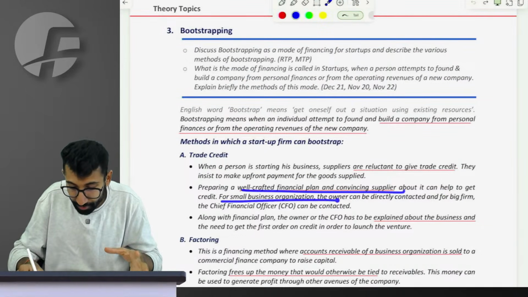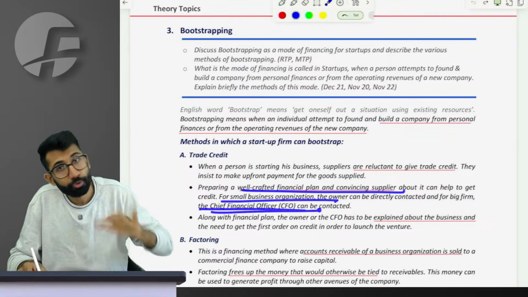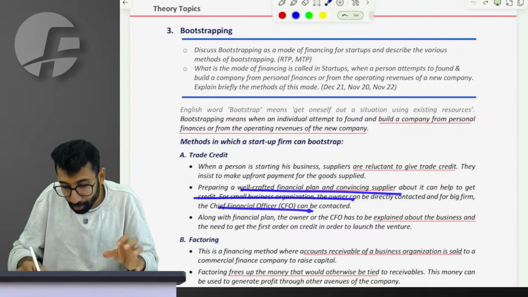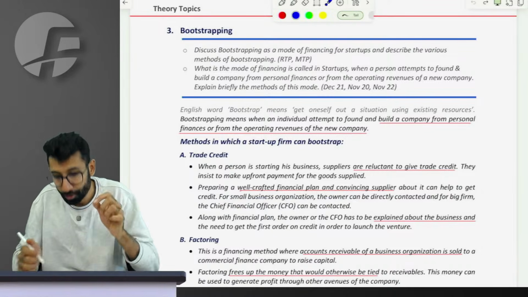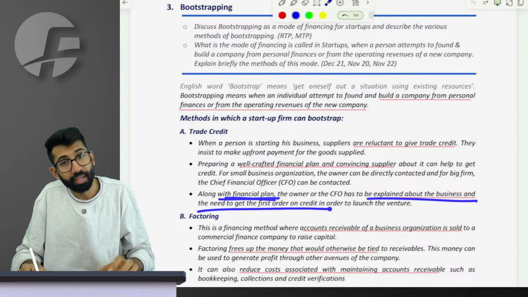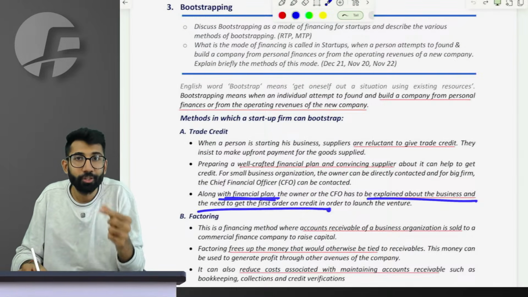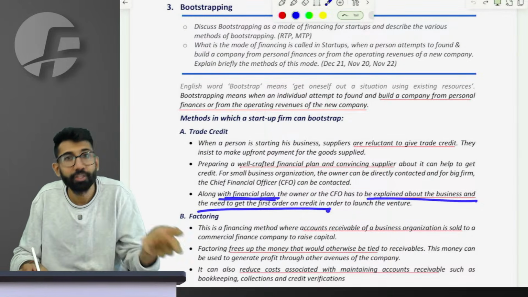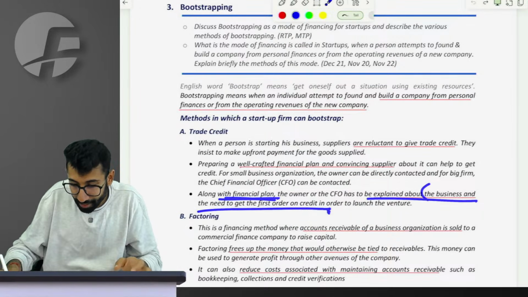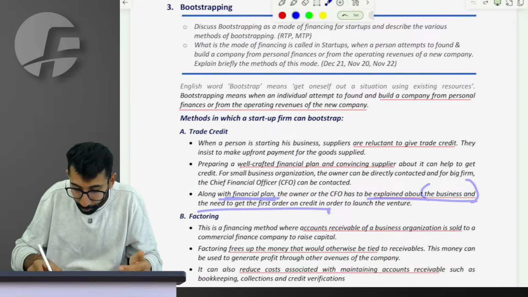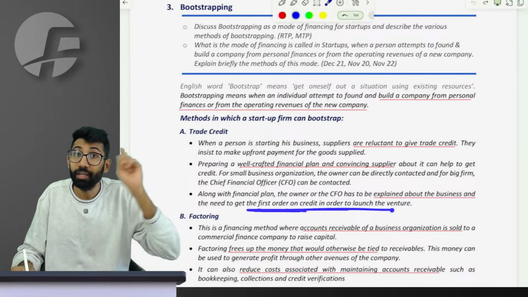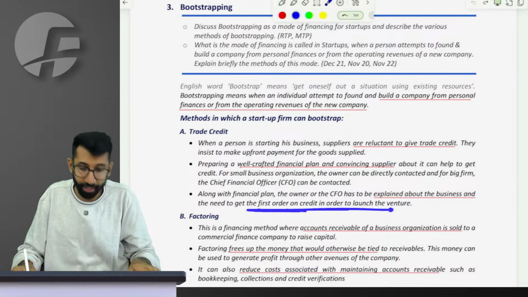If the business is really small, you can directly approach the CFO of a company. Correct. As I said, the language can be your own, but the broad context of the point should be this much. Along with the financial plan, you should explain the business model to them. It is not only about the finance. Ultimately, it is the business which will be turned into finance. So you should also be able to explain your business, your plans, and their importance. Why is it important to get the first order, and how will their trade credit help you get that first order?